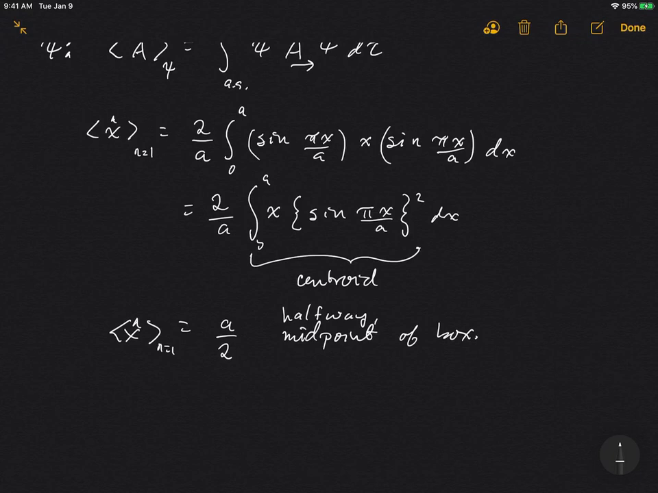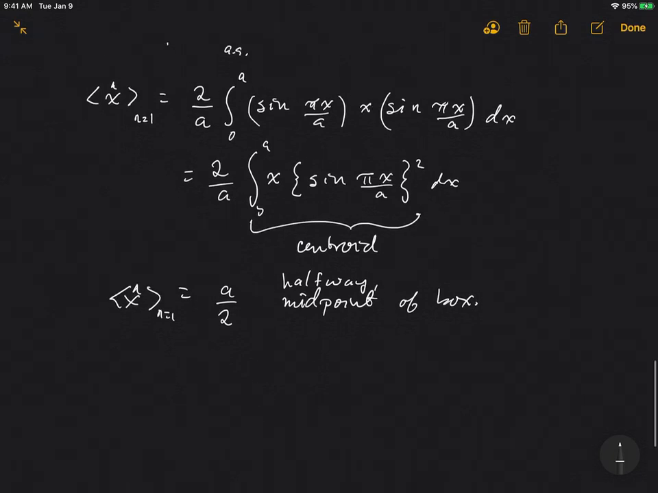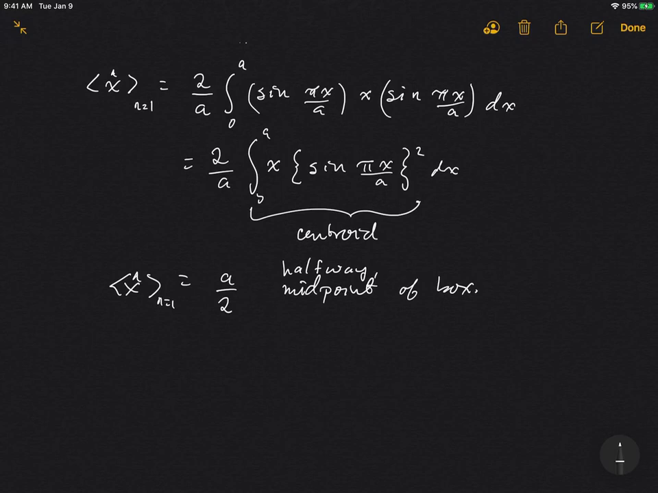Because this is a fairly simple problem. As things get a little bit more complicated, we will need to be more careful and have more consistency checks. Okay, so so far so good. So it's roughly where we expect it to be, and it turns out you can do that for n equals 1, you can do that for n equals 2, n equals 3. The average position is going to be right in the middle of the box.